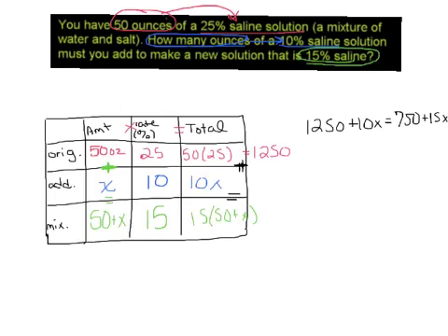If I want to simplify, what I can do is subtract the 10x from both sides and get 1,250 is equal to 750 plus 5x, because the 10x's cancel. Subtract the 750.